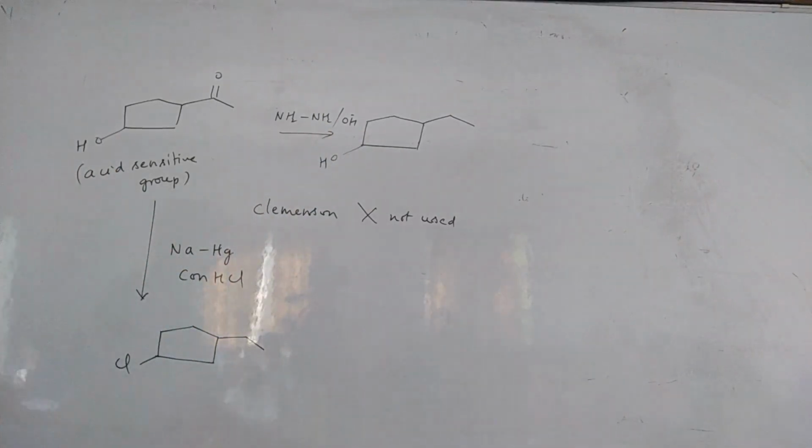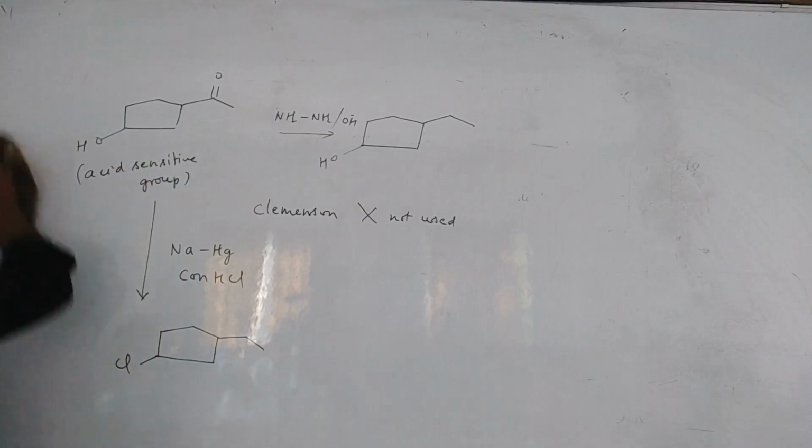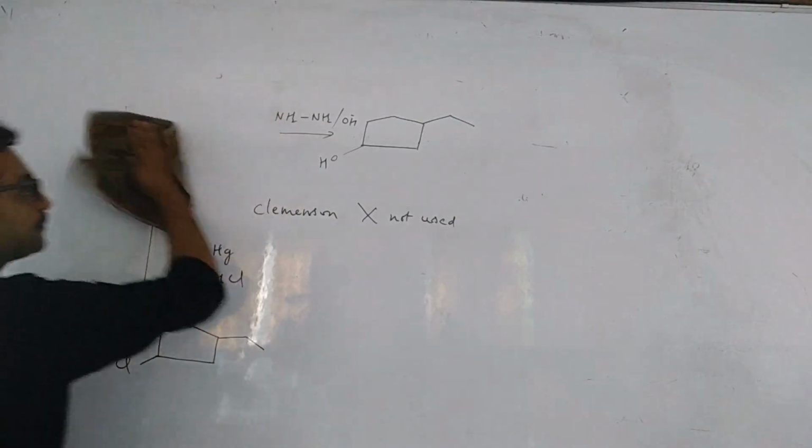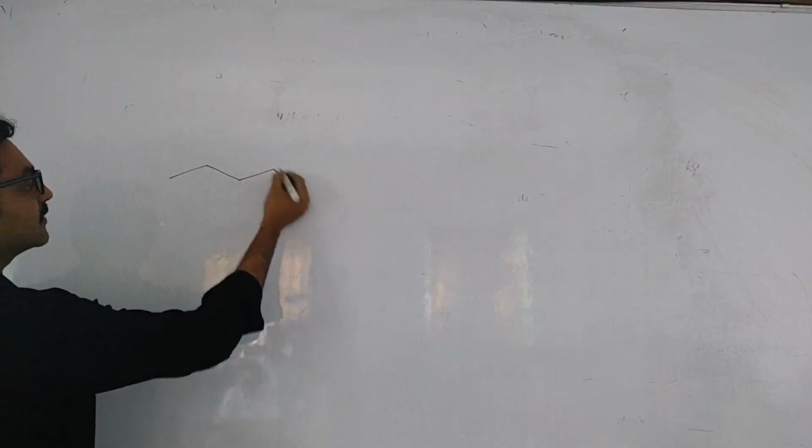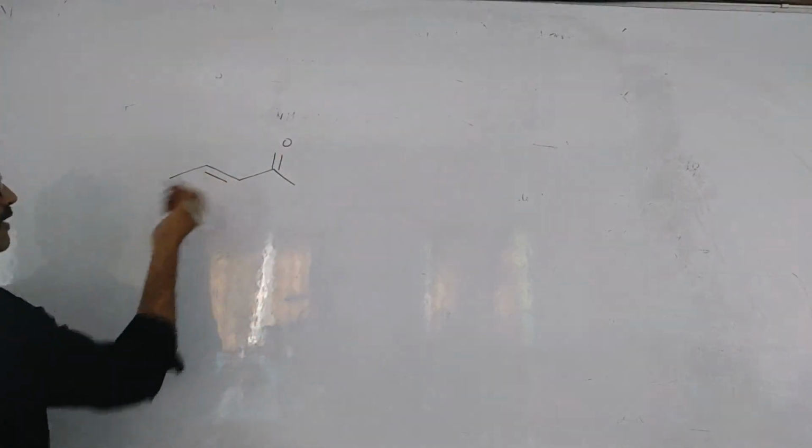Shall I give one more example? This one is very important, understood? Now, one more use. Like a double bond will be there. An alpha beta unsaturated carbonyl compound like this, the ketone and this one. The double bond is also an acid sensitive group.